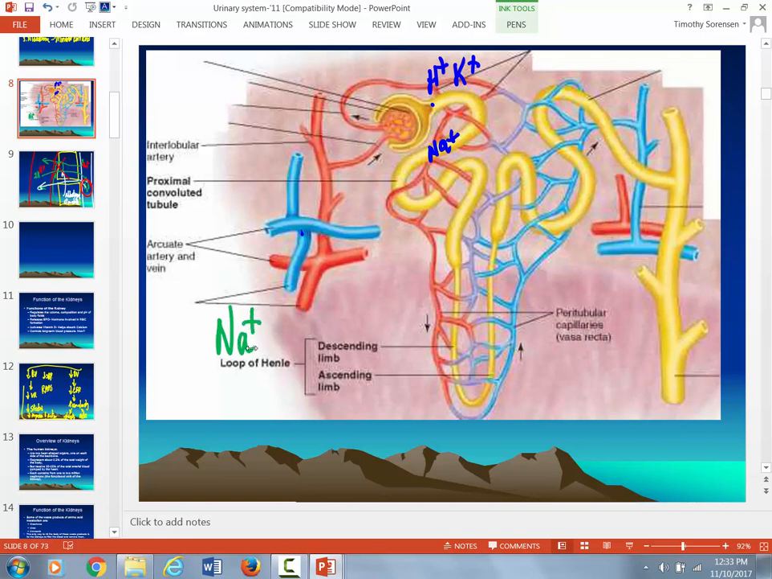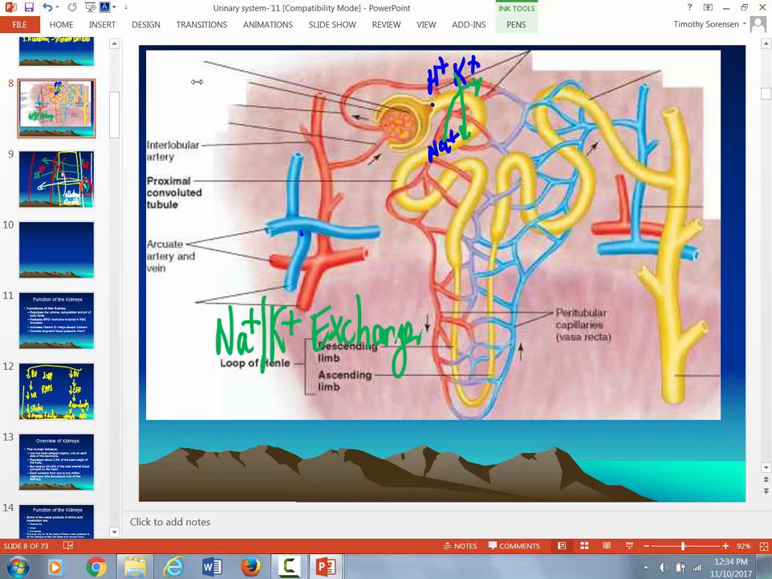inside the cells of the tubules, you have what's called the sodium-potassium exchanger. You got me? And normally, sodium and potassium are exchanged, where potassium is secreted into the collecting tubules and ultimately the urine, and sodium is brought back into the blood. Are you following this?